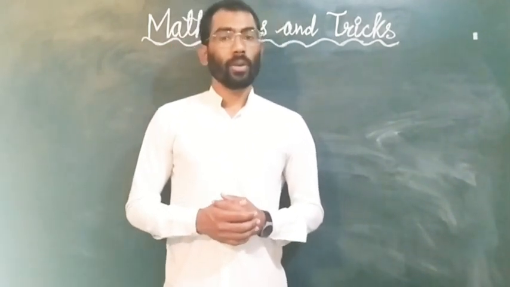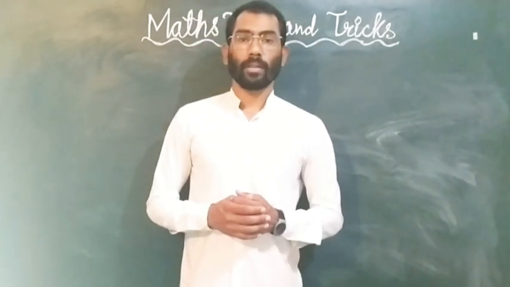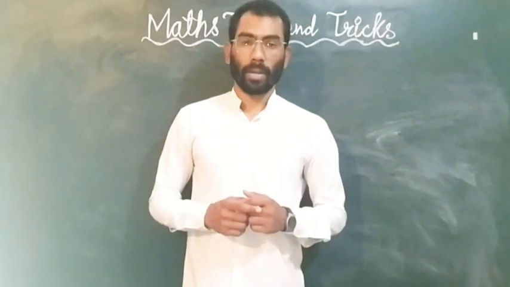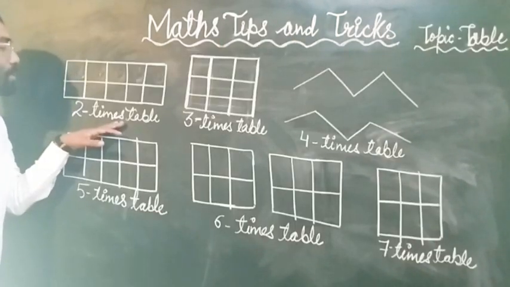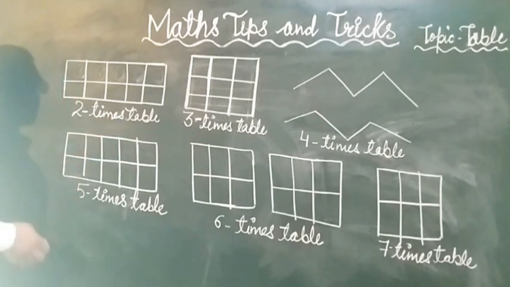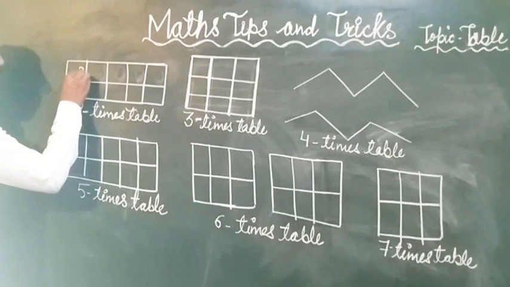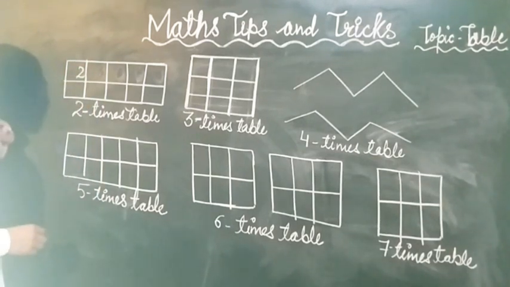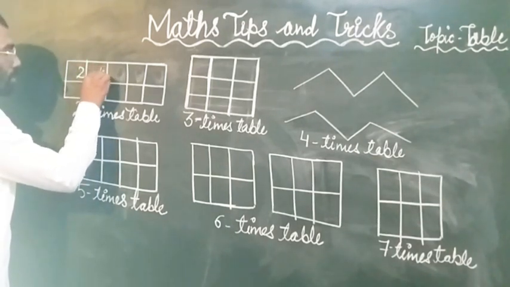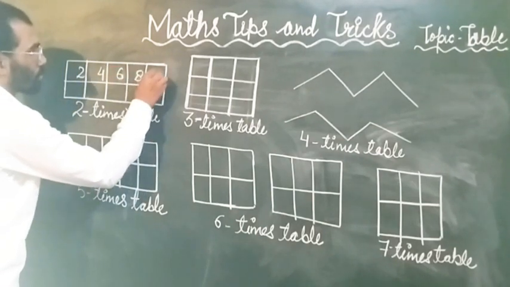Students, in this video, I'm talking about the tables. So let's begin the topic. So please, students, see on the board here, I'm going to write the table of 2. Okay, let's write 2 from the first box, then 4, then 6, then 8 and 0.